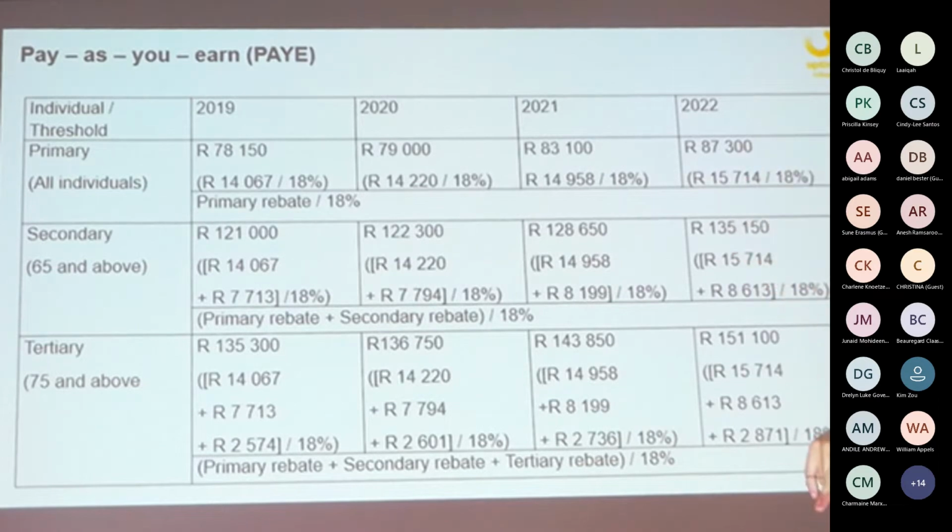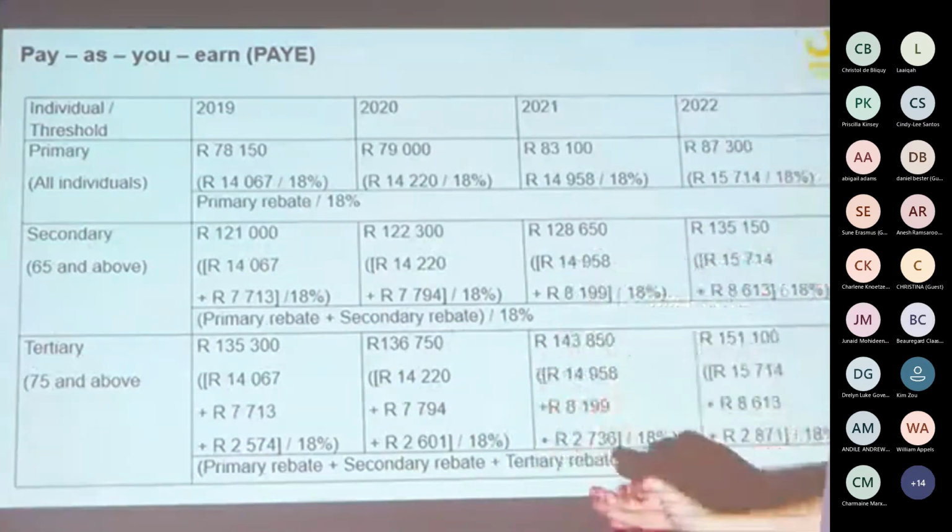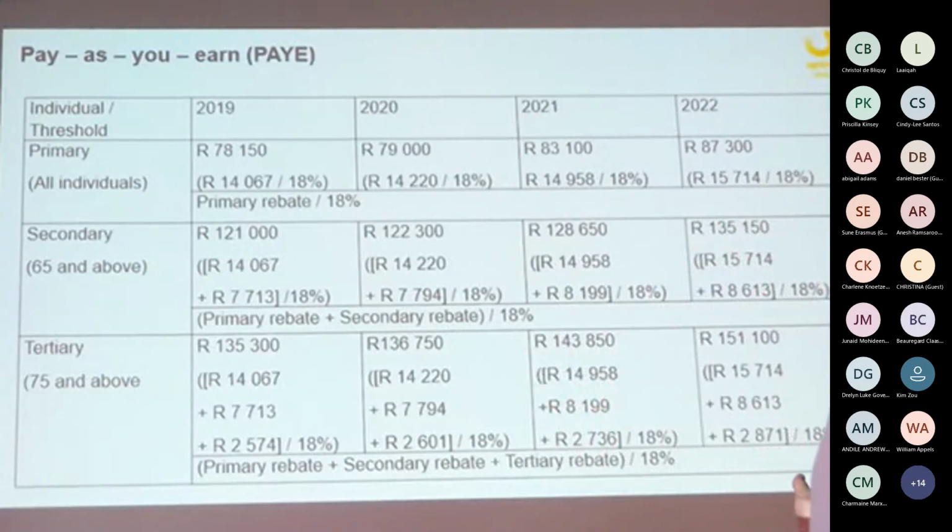They take the rebate and they divide it by the lowest tax percentage, which is 18%. So 15,714, which is your rebate, divided by 18% is 87,300. Which means you can earn up to 87,300 rand without paying tax. So there's a lot of people out there that earn a salary, but they don't pay tax. SARS does not even send them an assessment or anything because they are below the threshold.